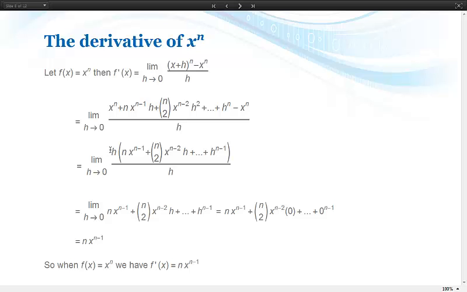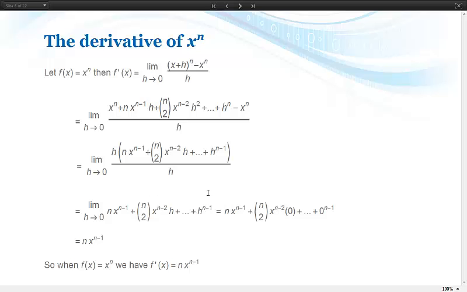So notice what happens now. Because this term had h to the first, and all the others had higher powers of h, just like we saw when we worked out the expansion of x plus h cubed, all these remaining terms except for the first one are still going to have an h in them to some power after I cancel h over h. So this becomes the limit of n times x to the n minus 1 plus n choose 2 times x to the n minus 2 h, all the way down to h to the n minus 1.